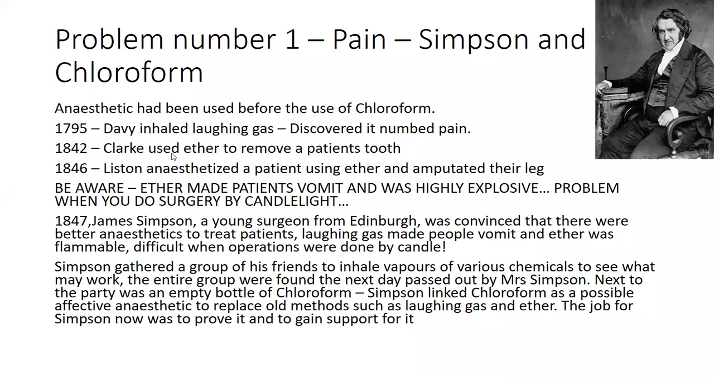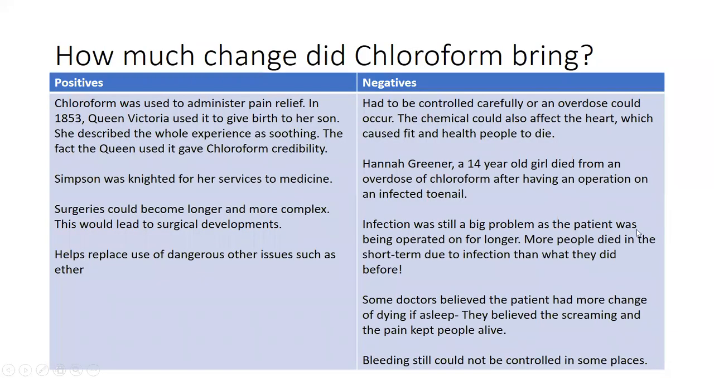Now, there were both positives and negatives to chloroform and Simpson. So here's just an overview table on how each of them are viewed. So we'll look at the negatives first. Chloroform had to be controlled carefully or an overdose could occur. The chemical also affected the heart, it was proven later on, which caused fit and healthy people to die when they were being operated on.